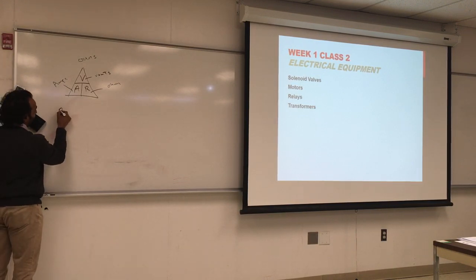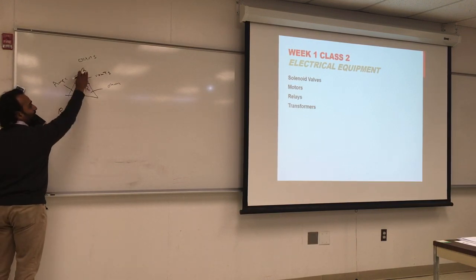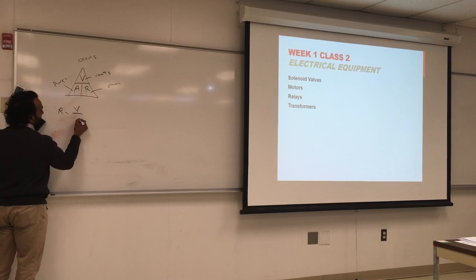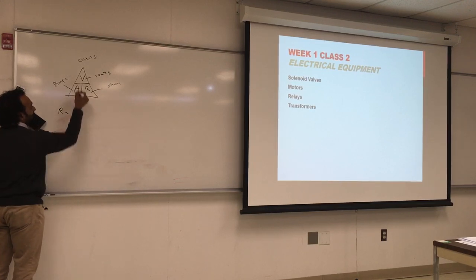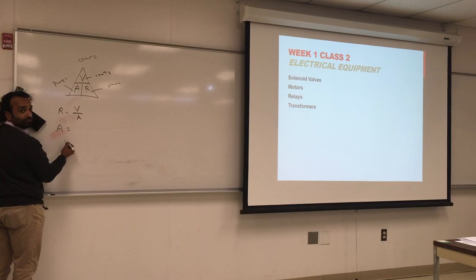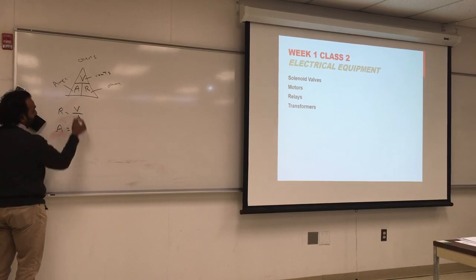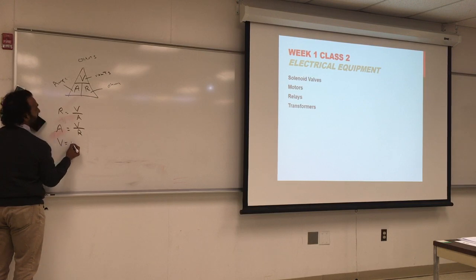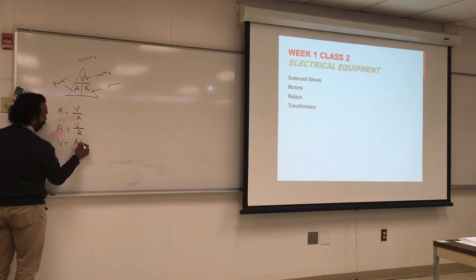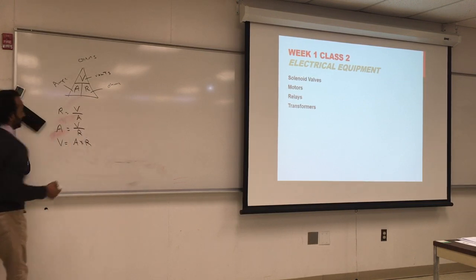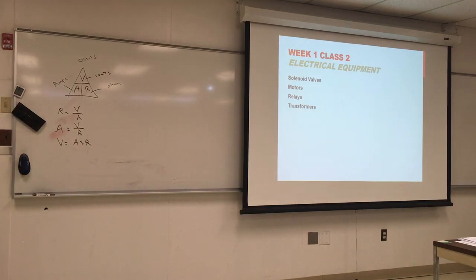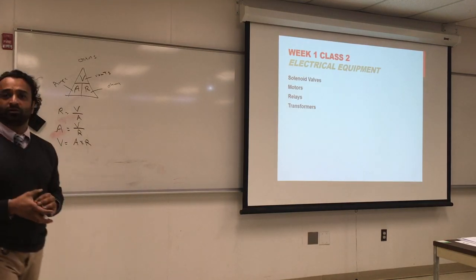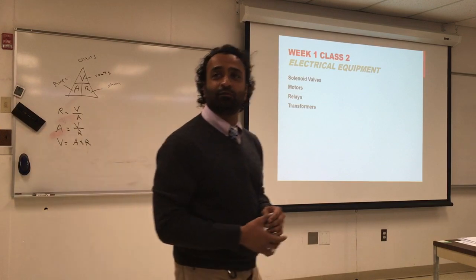So if you want to find the resistance, you cover the resistance, you divide voltage by amperage. To find the amperage, voltage divided by resistance. To find the voltage, multiply simply resistance by amperage. So that's Ohm's law. Hopefully you remember it. It's over there, it's going to stay over there.